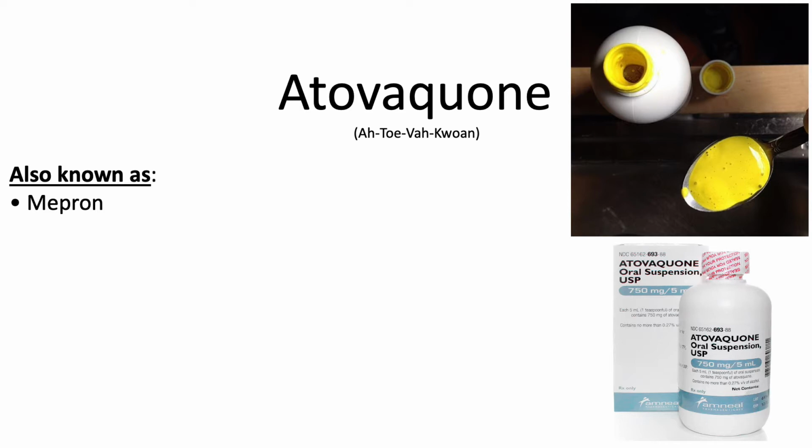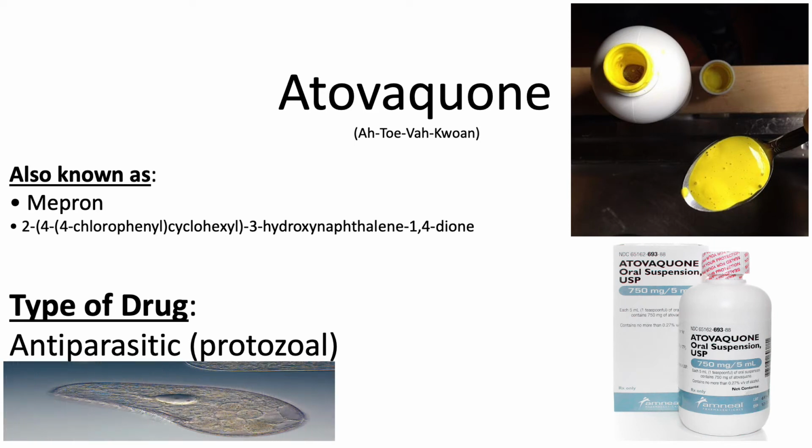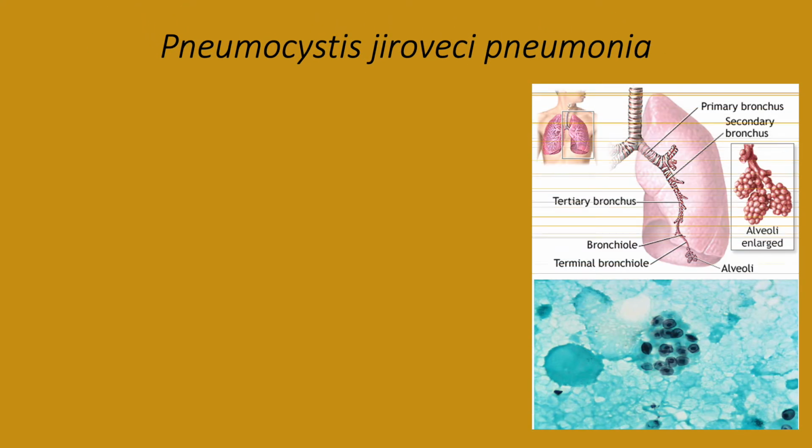Or for you organic chemists out there, 2,4,4-chlorophenyl cyclohexyl 3-hydroxynaphthalene 1,4-dione. This is an anti-parasitic class medication that's used in the prevention or the treatment of pneumocystis jirovecii pneumonia, a fungal infection in the lungs that can cause some serious life-threatening breathing complications.